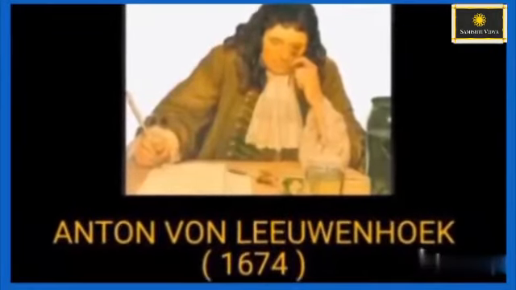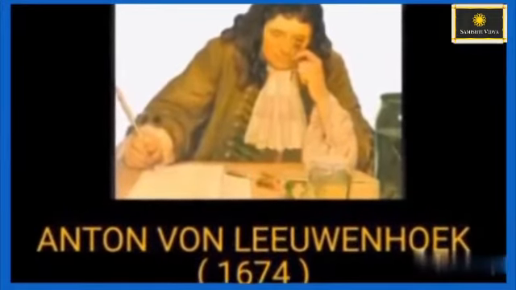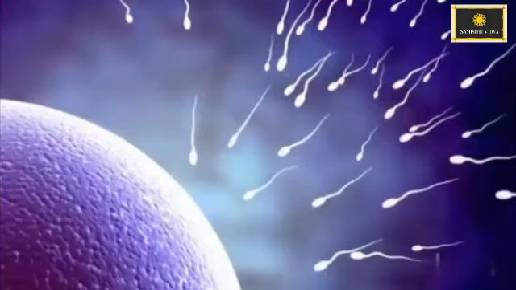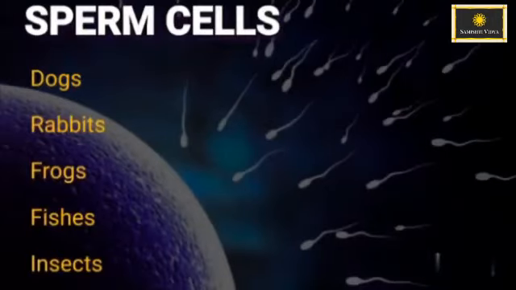Leeuwenhoek, during his lifetime, prepared 200 lenses of different focal lengths with which he used to observe the fine texture of cloth. By the way, he also discovered sperm cells and identified the sperm cells of humans, dogs, rabbits, frogs, fish, and insects.